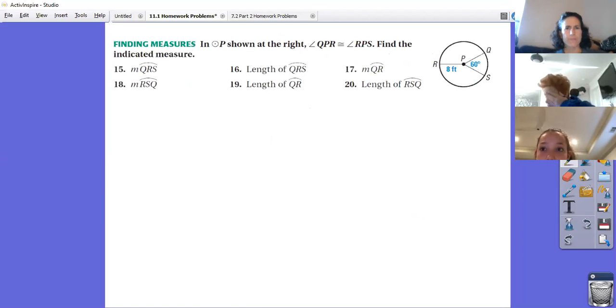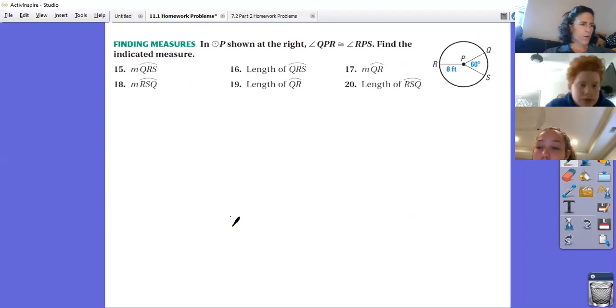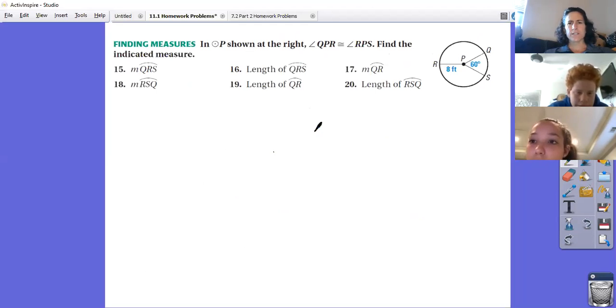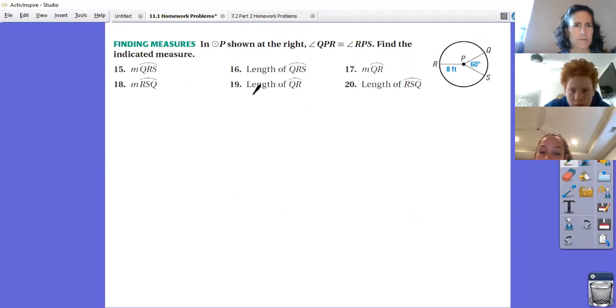All right, so we have 15. This was very similar to the notes, this one. All right, 15, 16, 17. Do you guys want the answers and then see if you have questions? I'll put the answers on here just in case.